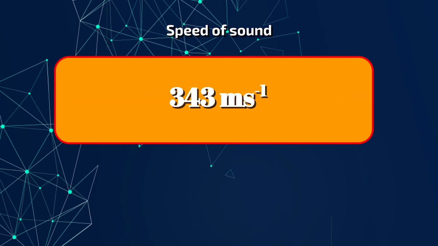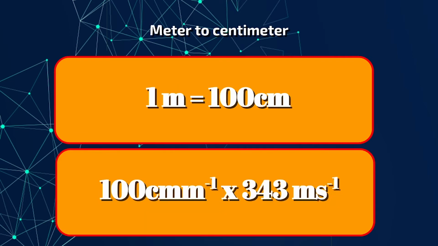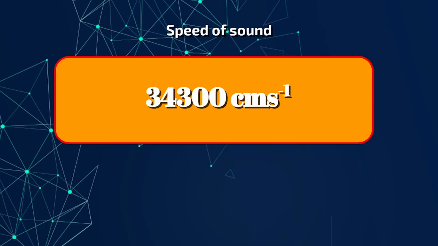The speed of sound is 343 meters per second in air. We can convert this to centimeters by multiplying this value by 100 as each meter it covered is worth 100 centimeters. Now we have 34300 centimeters per second. Now we're still not quite there yet.